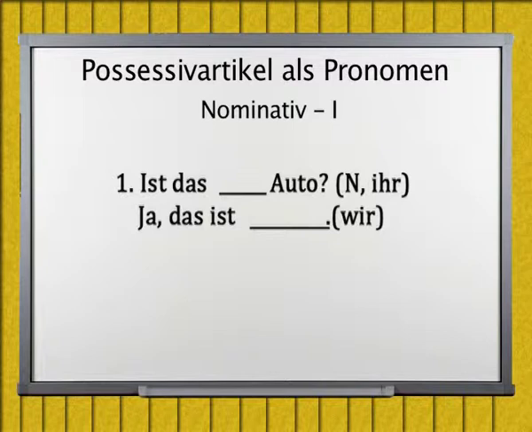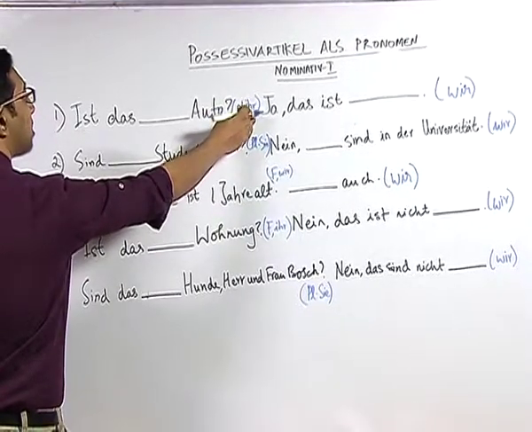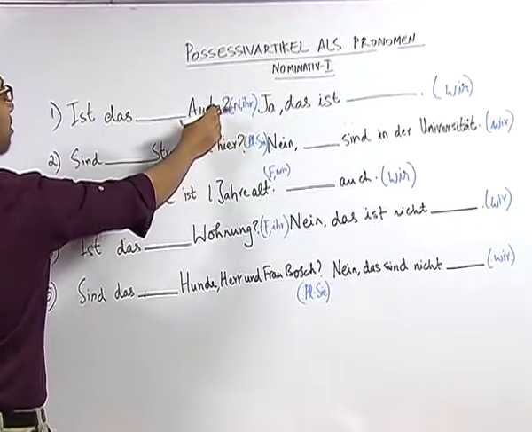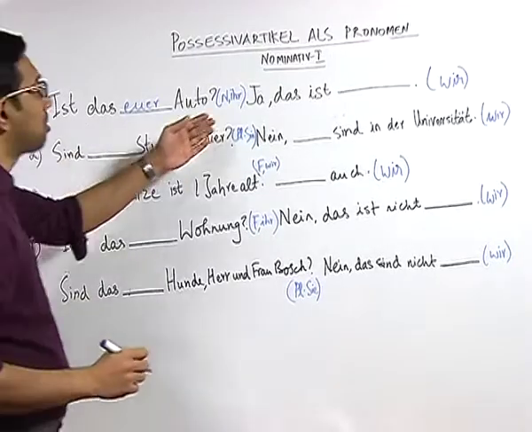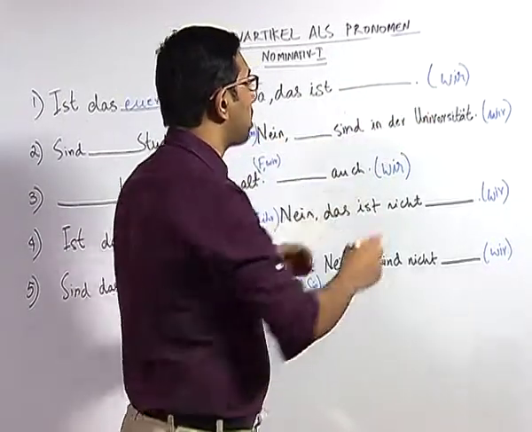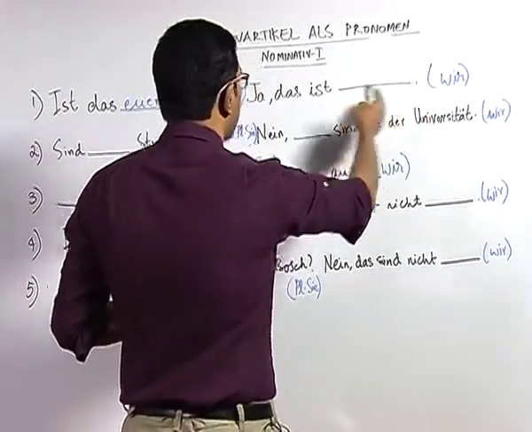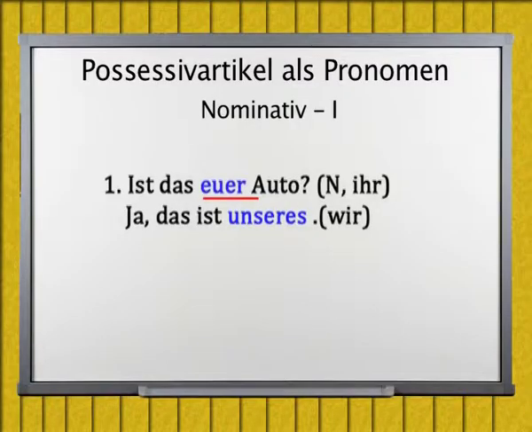Ist das Auto? Now, in bracket we have the Q that the noun Auto belongs to the neuter gender, and with the pronoun ihr we have to conjugate and derive the possessive article, which you know would be euer Auto. And now, to write the pronoun here, we have to see what is the Q here, and the Q here is wir, and we know that the ending with neuter gender is es. So, we use ja, das ist unseres.